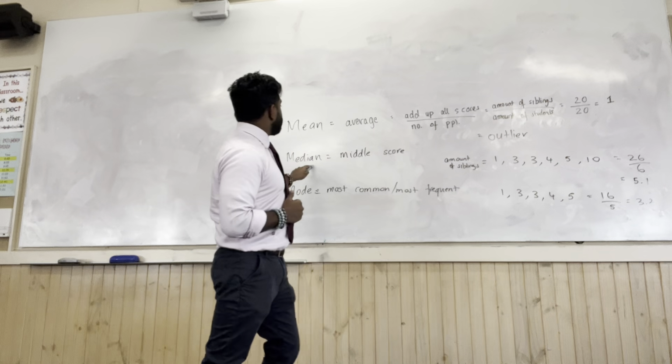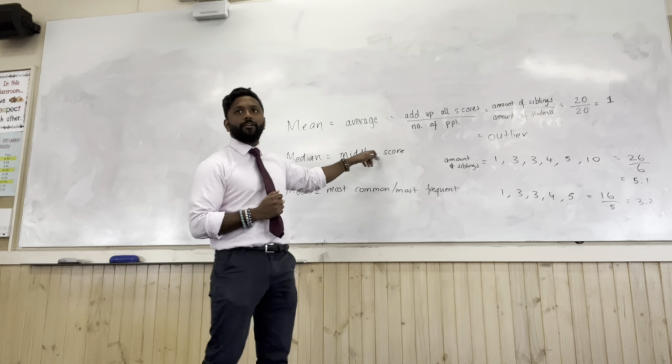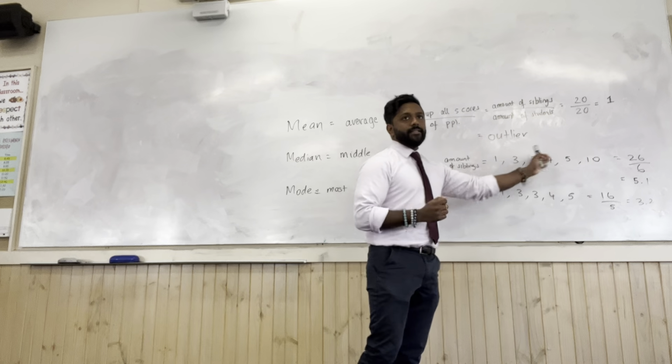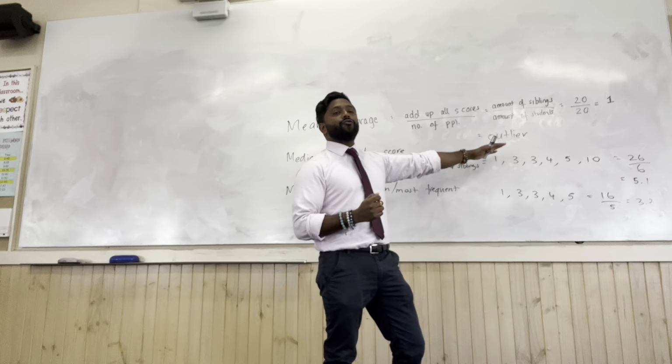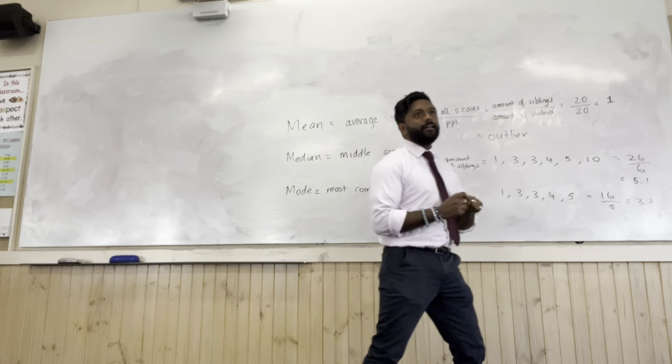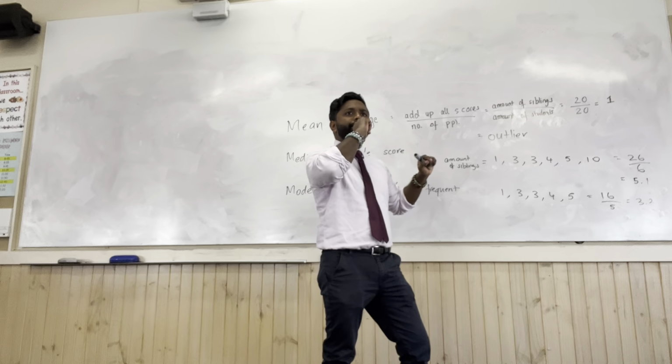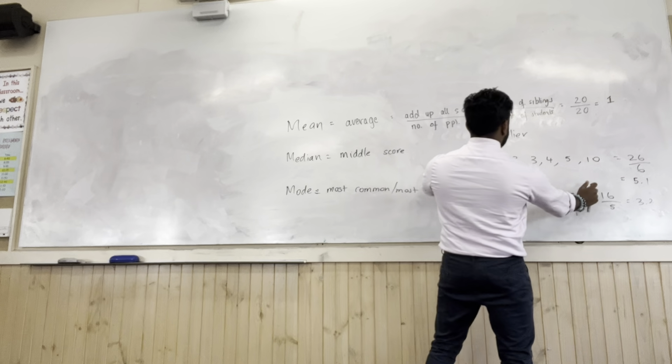Now, median is actually your middle number, okay? It's your middle score. So it's whatever is in the middle. So in this data set here, what's the actual median? 3.5. So how did you find out the middle, Sim? Because there's 6 numbers, so it can't be 3 or 4, so it's a number in between.